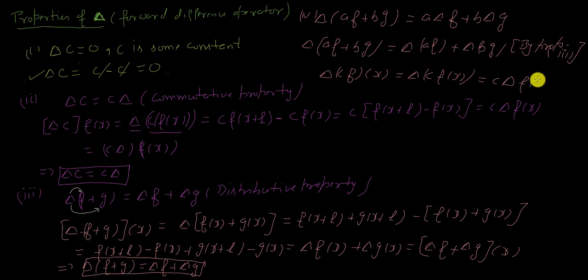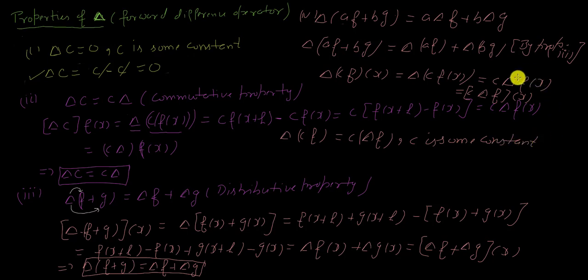Now this is further equal to c delta f, and here is x. So for all x, delta cf is equal to c delta f, where c is some constant. Okay, now use this result, so that this c will come out over here.